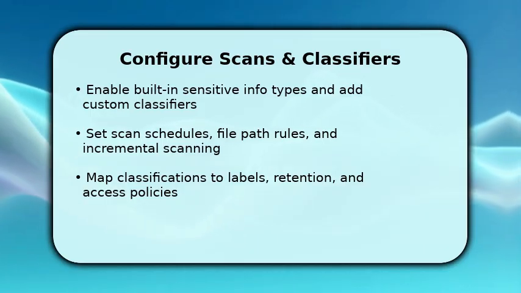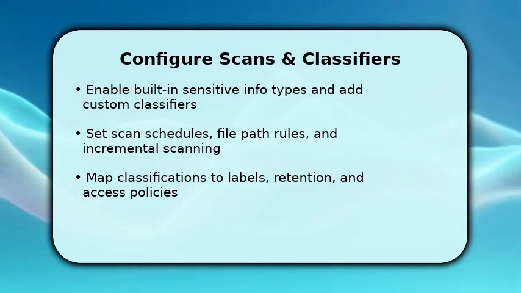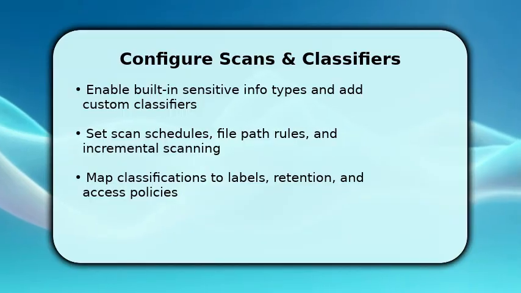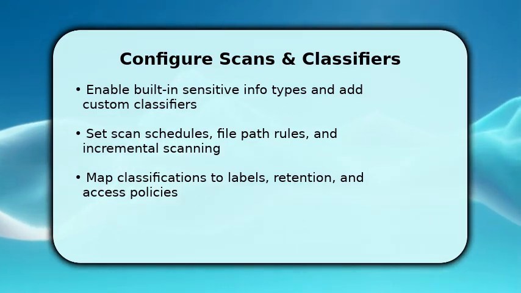Now you configure how Purview inspects data, enable built-in sensitive information types, and add custom classifiers for organization-specific patterns because automated detection avoids manual tagging. Create scan rules and schedules, start with full scans, then switch to incremental to save resources. Map detected classifications to labels and retention rules so governance automates lifecycle actions.